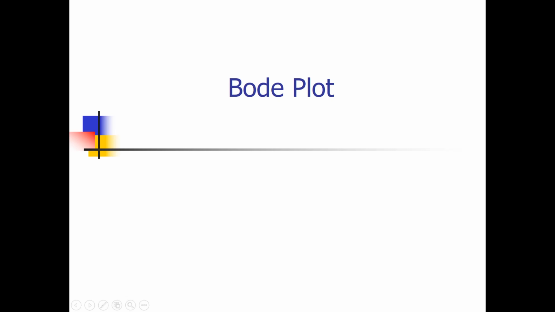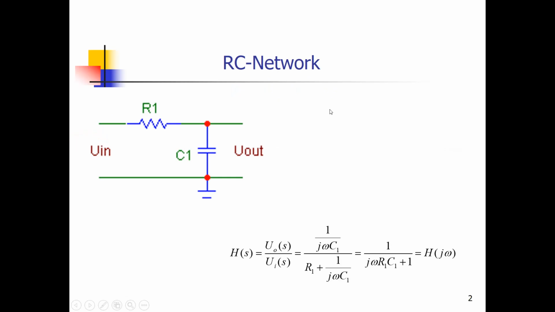Hi everybody. In this video we are going to discuss the Bode plot, which makes it possible to analyze systems in the frequency domain using a graphical method. Let's start off with an easy example, an RC network, which has been depicted over here, consisting of a resistor R1 and a capacitor C1.